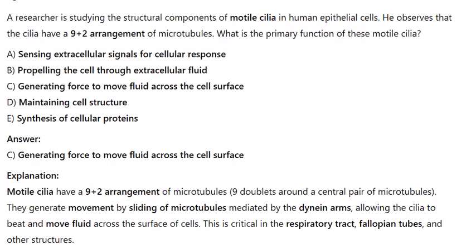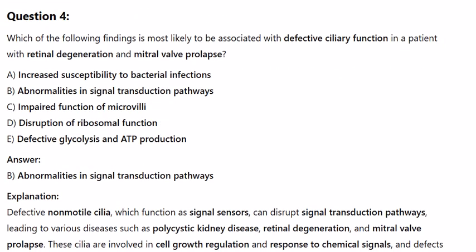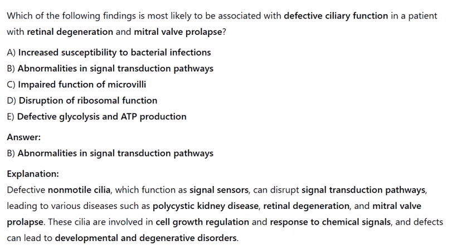Question 4. Which of the following findings is most likely to be associated with defective ciliary function in a patient with retinal degeneration and mitral valve prolapse? A. Increased susceptibility to bacterial infections. B. Abnormalities in signal transduction pathways.